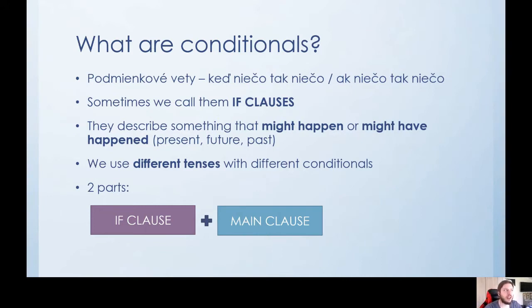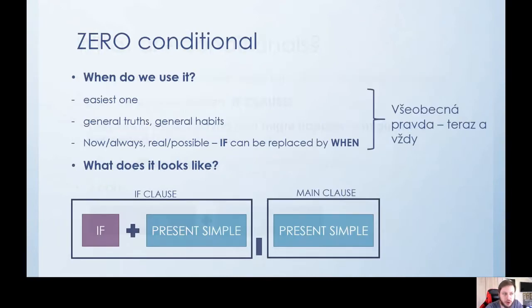They describe something that might happen in the present or in the future or something that might have happened in the past. Čiže opisujeme nimi veci, ktoré sa mohli stať buď v prítomnosti, v budúcnosti, alebo aj v minulosti, či keď špekulujeme o minulosti. We use different tenses with different conditionals, and every conditional has two parts. We have the if clause and the main clause. Čiže hovoríme o veciach, ktoré sa mohli stať v minulosti, v prítomnosti alebo v budúcnosti. Používame rôzne časy. Let's begin with the easiest one, the most simple one, the zero conditional.